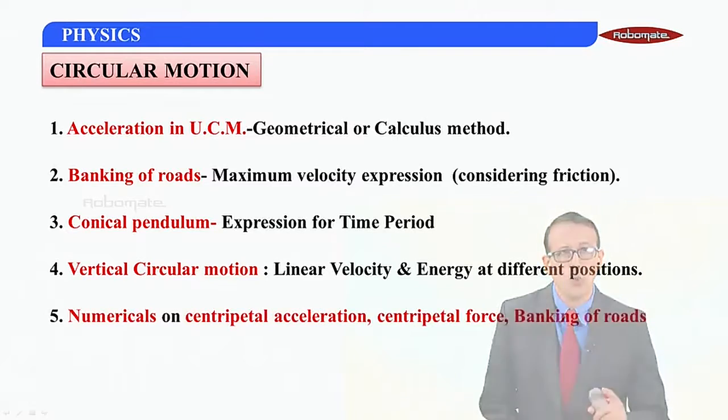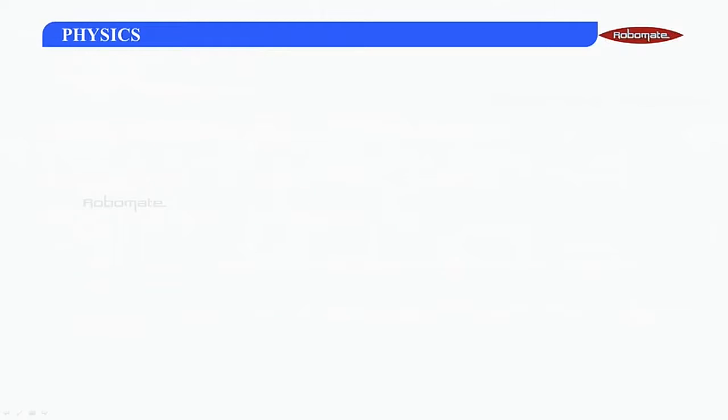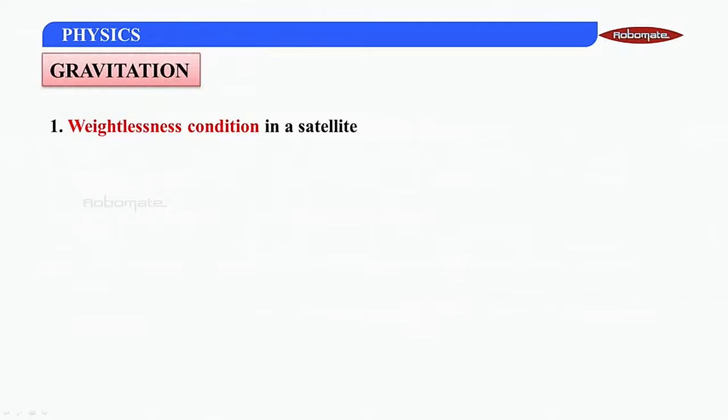Next, students, also numericals on centripetal acceleration, centripetal force and banking of roads are important in this chapter, circular motion. Let's move ahead, students. The next chapter, gravitation. Now, one of the important questions here is weightlessness condition in a satellite.